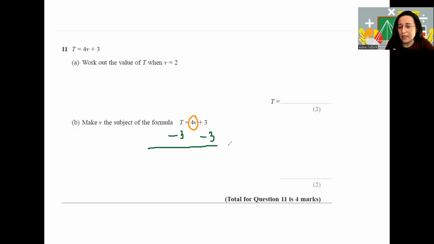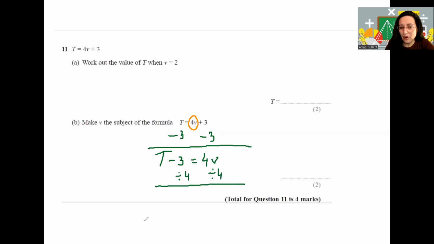Now let's rewrite what we have. So T minus that 3 equals 4V. So now I've got a multiplication here, 4V, so 4 times V. I need to divide by 4 on both sides.